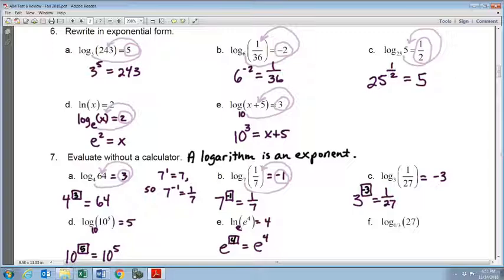All right, let's look at letter F. So what exponent do you put on a base of 1/3 to get 27? Well, let's see.